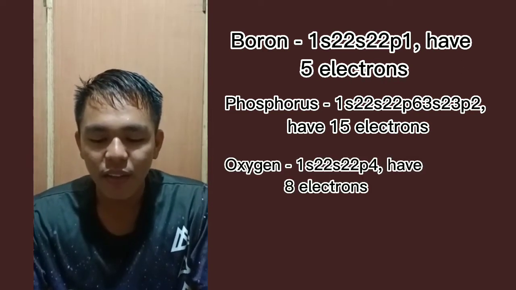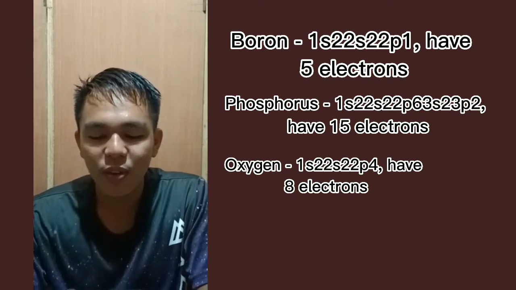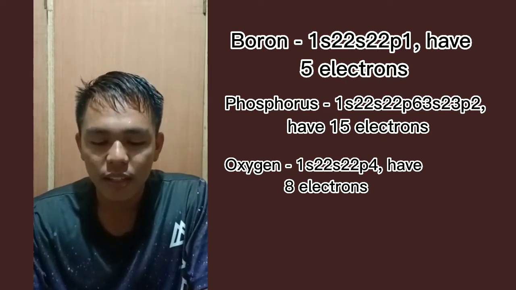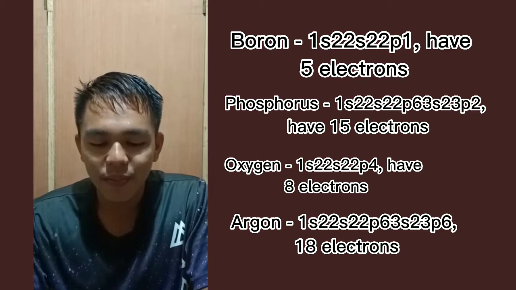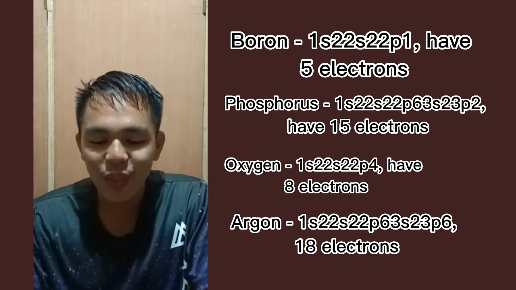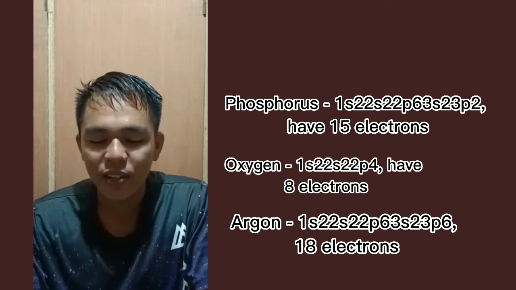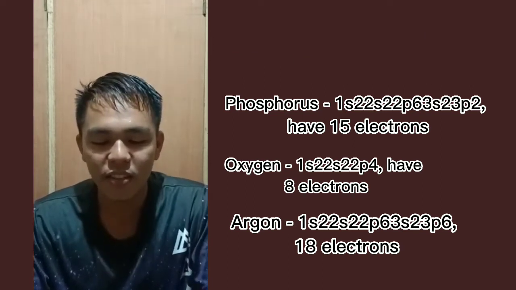Oxygen is 1s2 2s2 2p4 because it has 8 electrons, and for argon it is 1s2 2s2 2p6 3s2 3p6, also because it has 18 electrons.